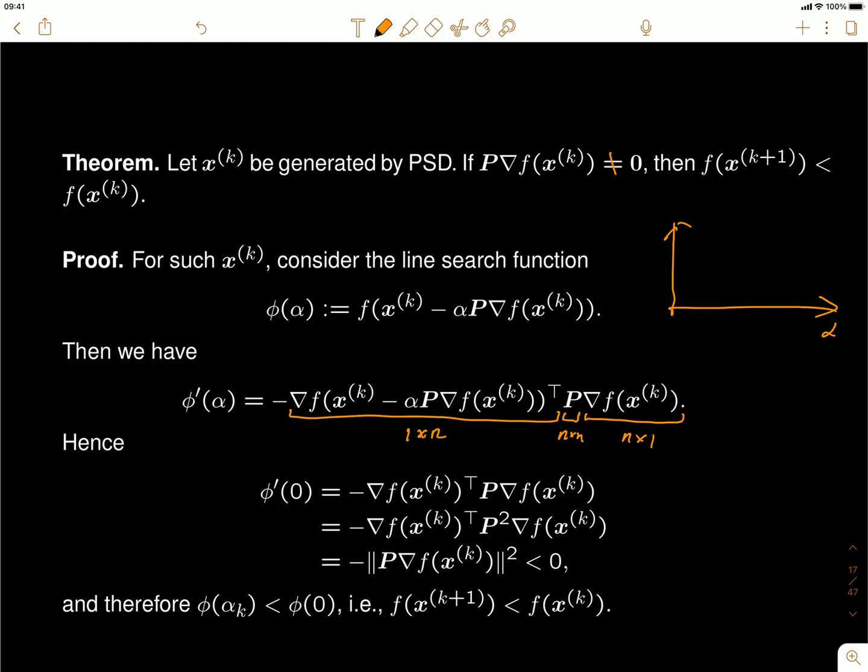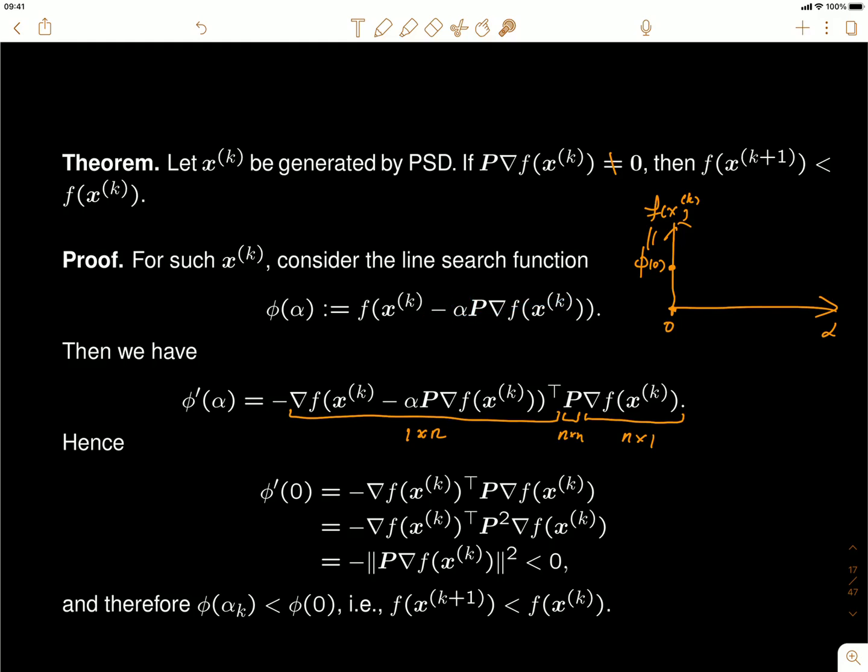Well, we have this, this is our 0. This is the phi of 0. And this is just the f of xk. Because when you plug in alpha equals 0, this term is just gone, and you get back to f of xk. So you have f of xk.